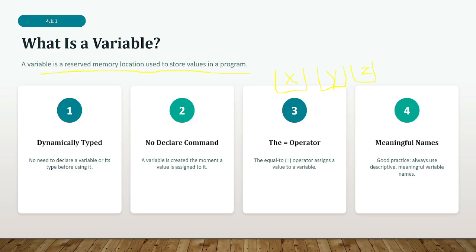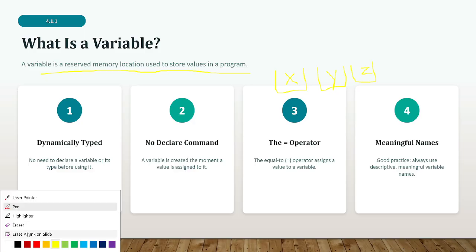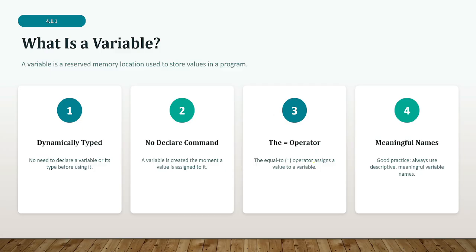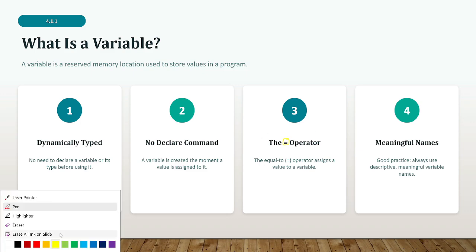You can see here how I created it. How do we assign? To assign a variable we use the equal to operator. The equal to operator assigns a value to a variable. Okay, you got it here.